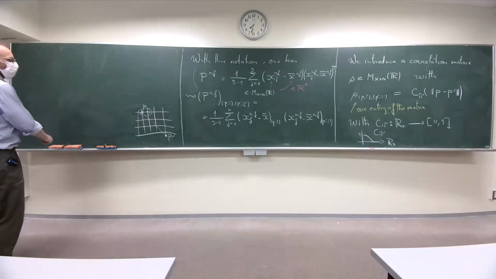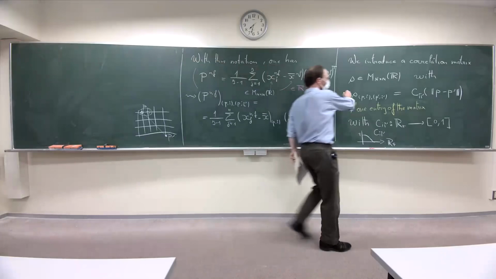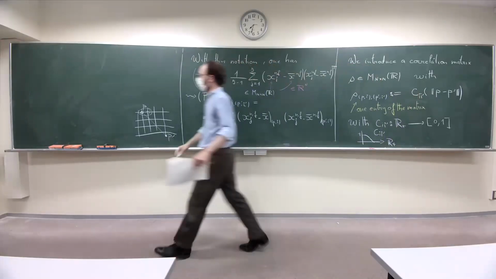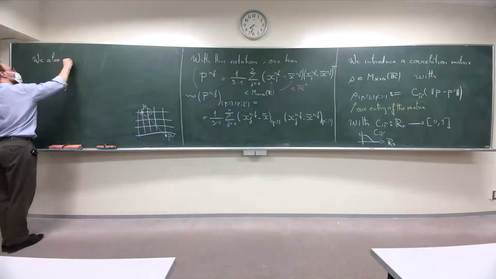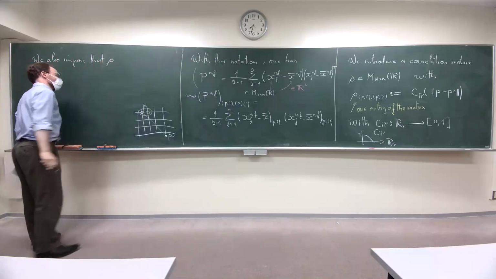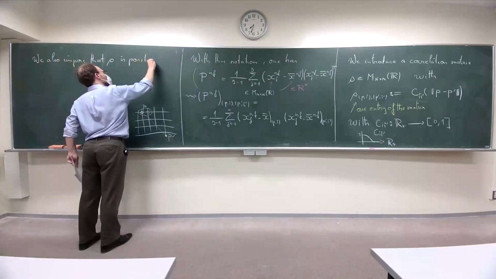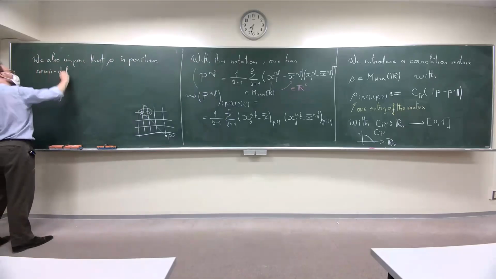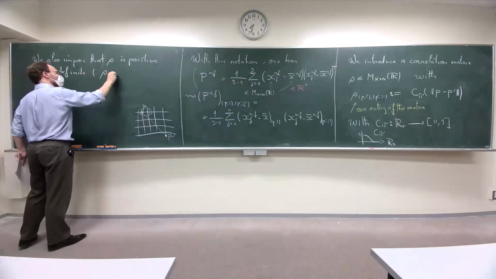And now there is one exercise. So I have defined this matrix like this. We also impose that this matrix rho is positive semi-definite. And usually we write it like this.